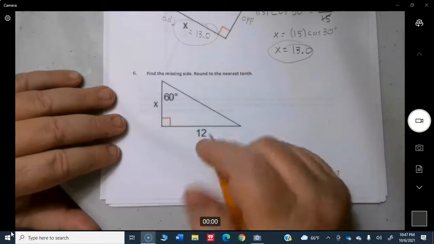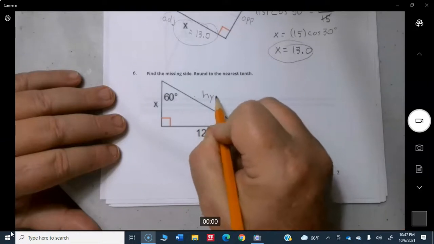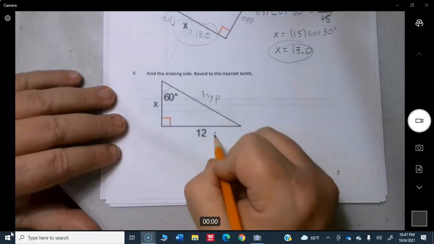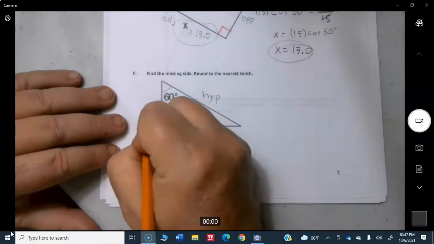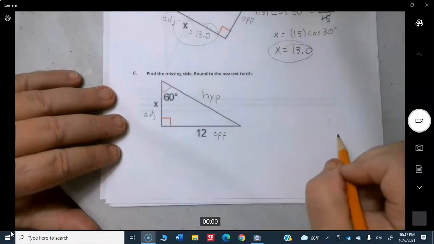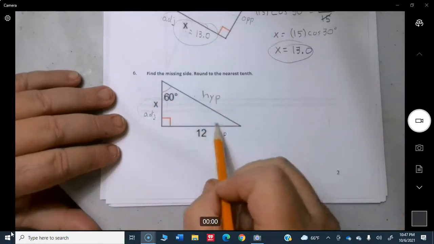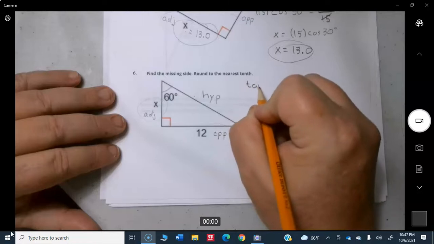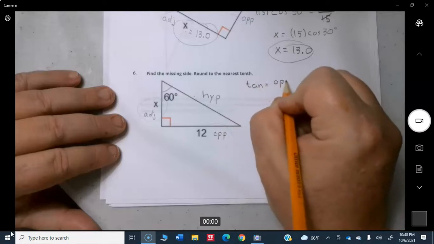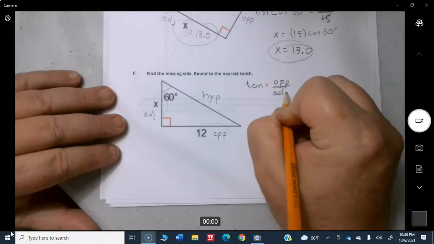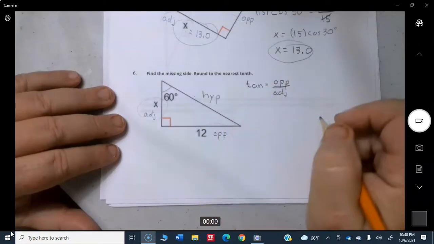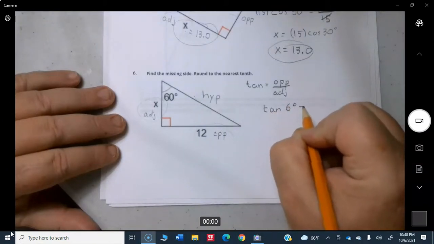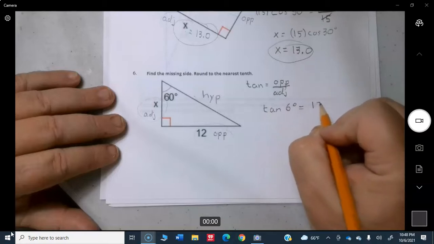Going to keep going. So this is the hypotenuse over here. Here's the angle we're interested in, 60. The opposite is that 12 over there. That's the opposite side. And this is the adjacent. So our unknown is the adjacent and our known is the opposite. So the function that has a relationship between opposite and adjacent is tangent. Okay, so now we're going to plug in the numbers. So the tangent of the angle 60 equals 12 over x.